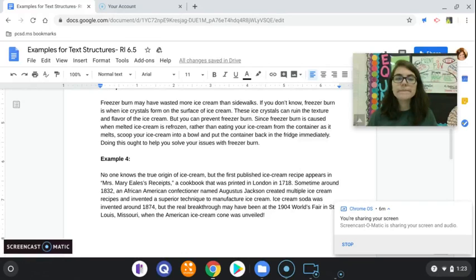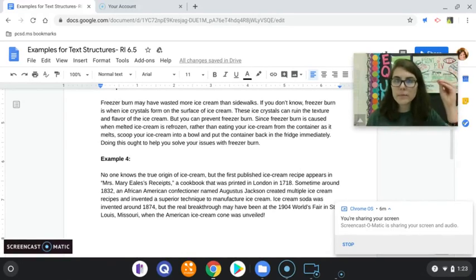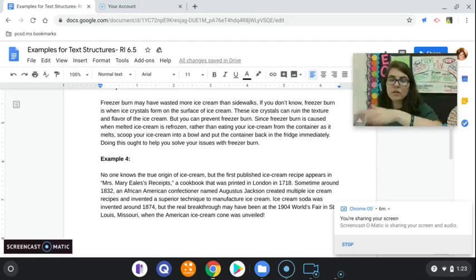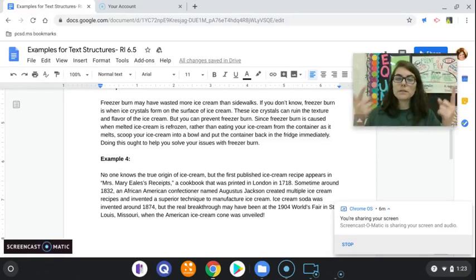So boys and girls, our problem is we got some freezer burn going on and it's ruining our ice cream. But, that keyword, but, you can prevent freezer burn. So our problem is that we have some freezer burn going on, but our key word there that kind of let me know that this might be a problem and solution is it says, but you can prevent. So our problem, as I said, is that we have freezer burn, but then it goes on to talk about how it says doing this ought to help you solve your issue. So if you take it and you scoop it and then you put the ice cream back into the refrigerator, that's going to solve it.